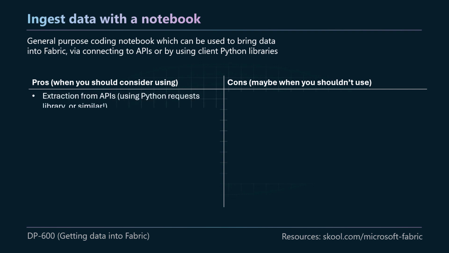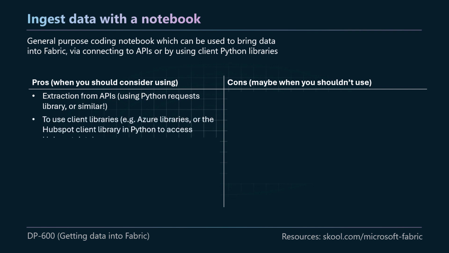So some of the pros here is, again, it's really good for extraction from APIs because, if you know how to code with Python, you can do quite customized logic around things like authentication and pagination, and that becomes really simple in a notebook. If you want to be using any of those client libraries, so anything from Azure is also really good, or HubSpot, as we mentioned previously.